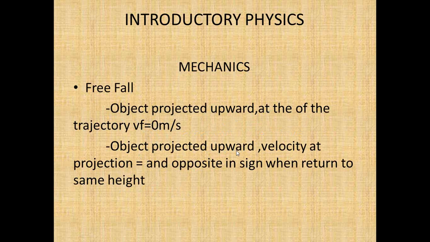For an object projected upward, the velocity at projection is equal and opposite in sign when it returns to the same height. What this is saying, and we're going to go over this again, is that when you project it upwards, you start with an initial velocity. It's going to travel upwards, then it's going to stop and then start coming down. At every point when it's coming down, the velocity is going to be the same, but the sign is going to be different because it's moving in the opposite direction.